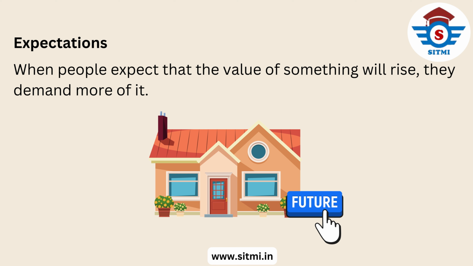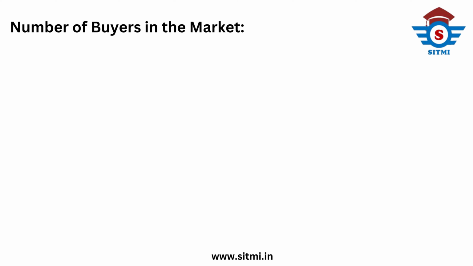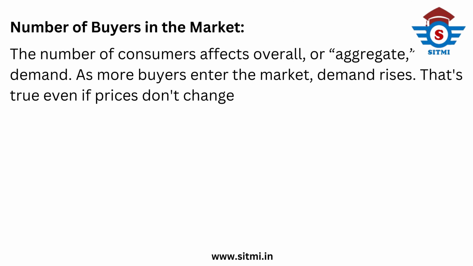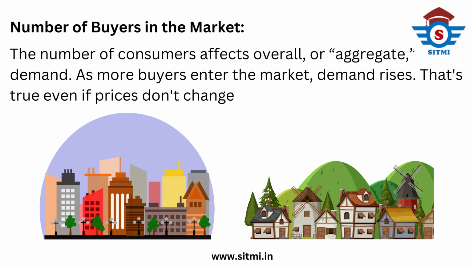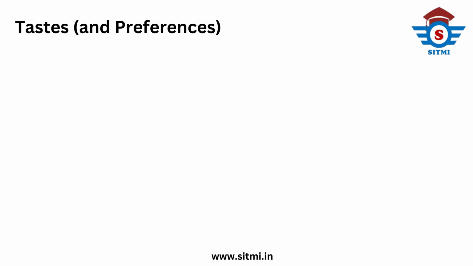Now fifth is the number of buyers in the market. The number of consumers in the market has a direct impact on the aggregate demand of a product. The more buyers in the market, the more the demand will be, and the fewer the buyers, the less the demand will be. For example, if you are selling the same product in a city and in a village, the demand for that product in the city will be high because the number of buyers will be more in the city and less in the village.